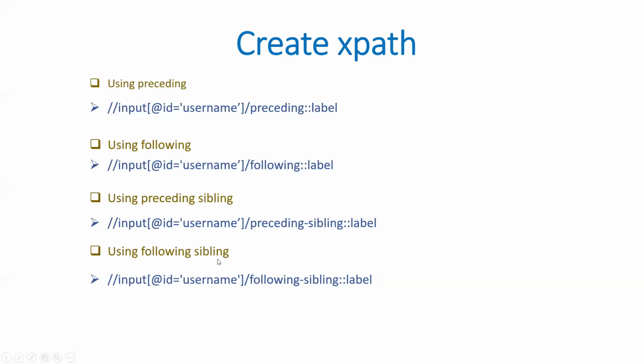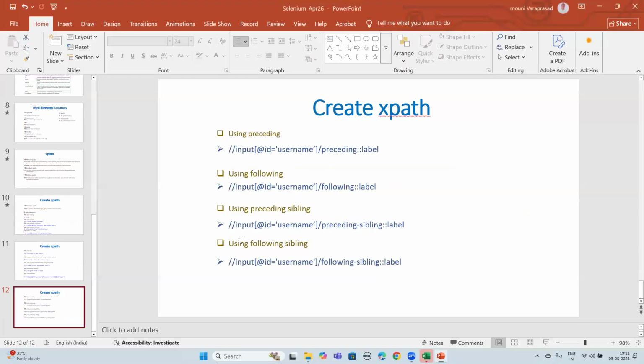Same meaning for following sibling. So this label element is displayed after the current element input, and at the same time, this label and input both elements are child elements of the same parent. That means this label and input both are at the same level. That is the meaning of following sibling. Guys, these are all the different options we discussed in XPath in the last session.